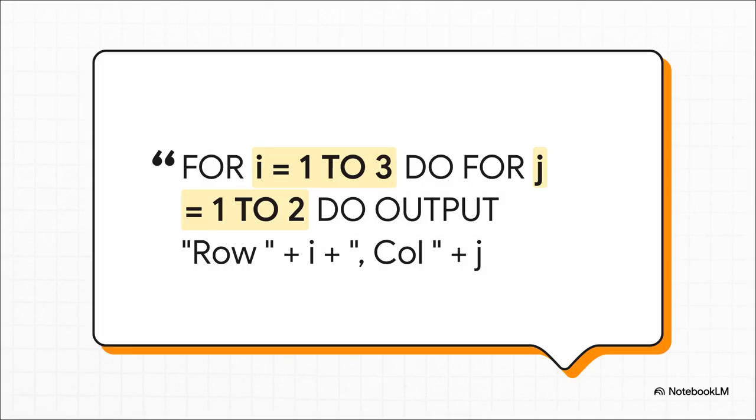The outer loop kicks off, right? It starts on row 1, then it pauses, and the inner loop takes over and has to run its entire course. So it'll print call 1, then call 2. Once the inner loop is totally done, then the outer loop finally moves on to row 2, and the whole thing starts again. It's a really systematic way to hit every single spot in a grid.